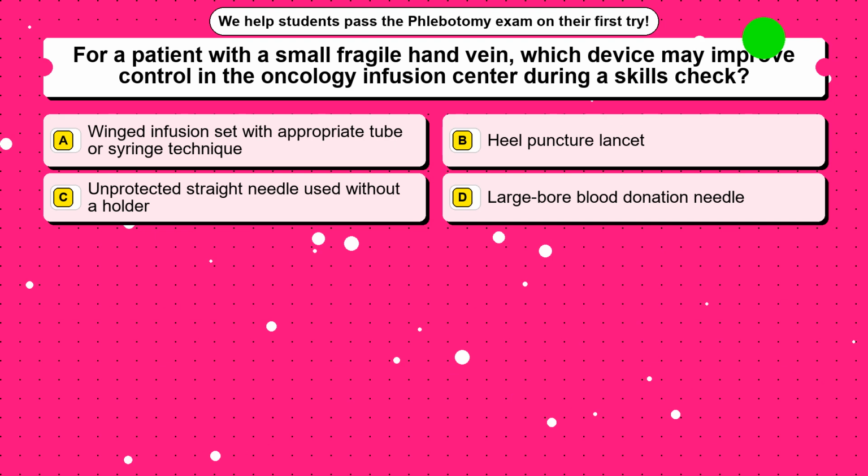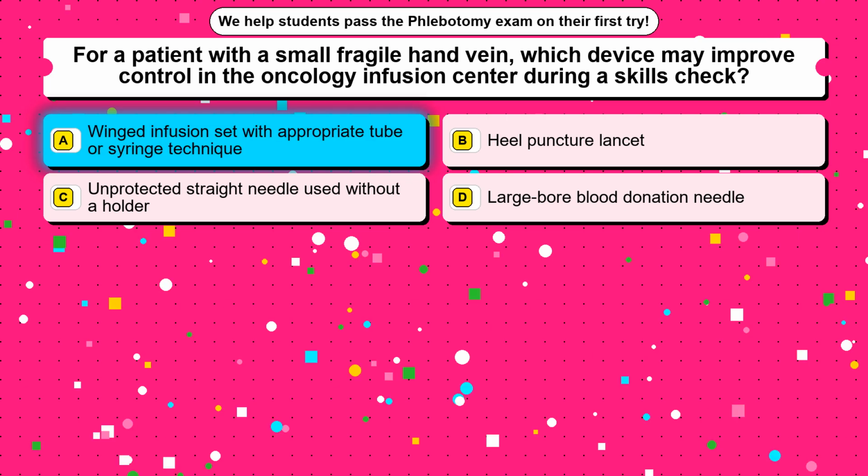Question 29. For a patient with a small fragile hand vein, which device may improve control in the oncology infusion center during a skills check? Option A, winged infusion set with appropriate tube or syringe technique. Option B, heel puncture lancet. Option C, unprotected straight needle used without a holder. Option D, large bore blood donation needle. The correct answer is option A, winged infusion set with appropriate tube or syringe technique.